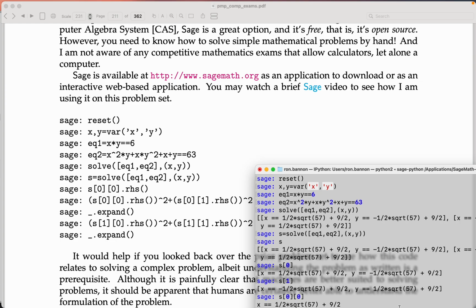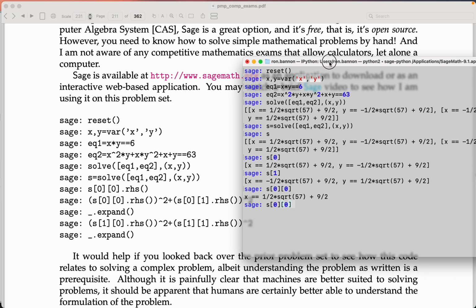Now let's talk about the next thing. I'm going to pull this up now, and I'm going to talk about this thing. It's dot rhs, and RHS stands for right-hand side. Well, the right-hand side of that should be 1/2 square root of 57 plus 9 halves. Let's take a look. That's what we're getting.